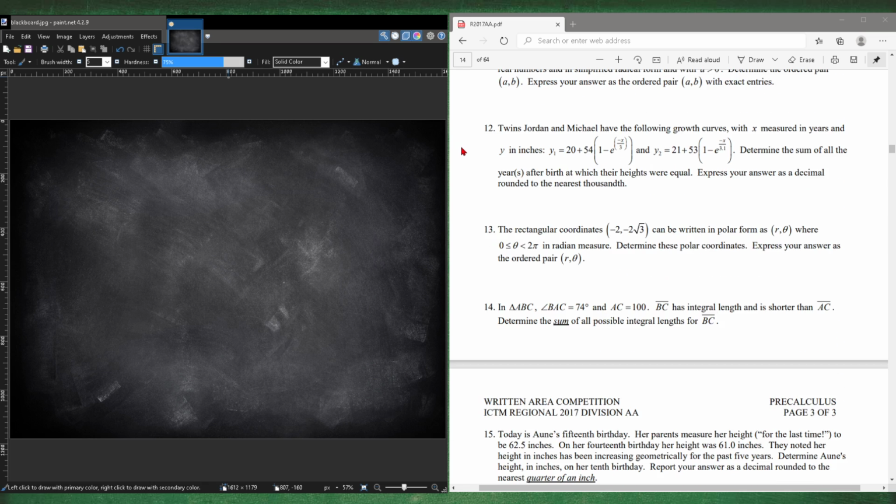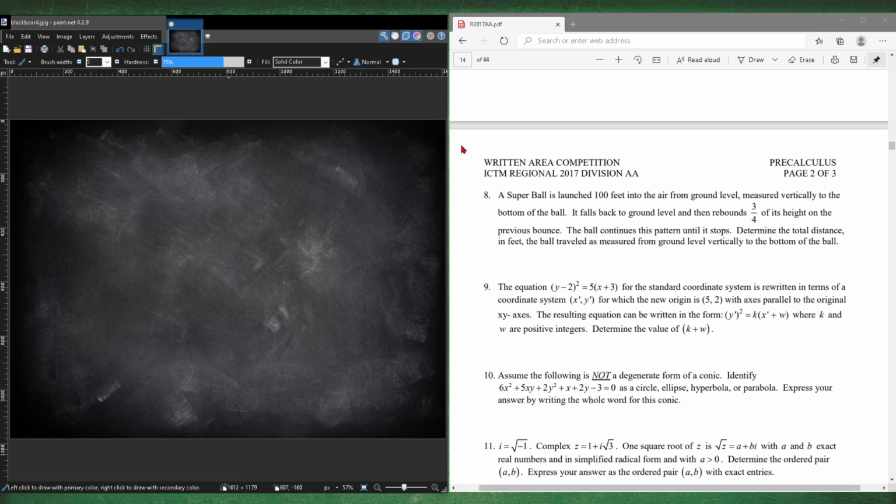Okay, so let's start with number 8. A super ball is launched 100 feet into the air from ground level, measured vertically to the bottom of the ball. It falls back to the ground level and then rebounds 3/4 its height on the previous bounce. The ball continues this pattern until it stops. Determine the total distance the ball traveled as measured from the ground.